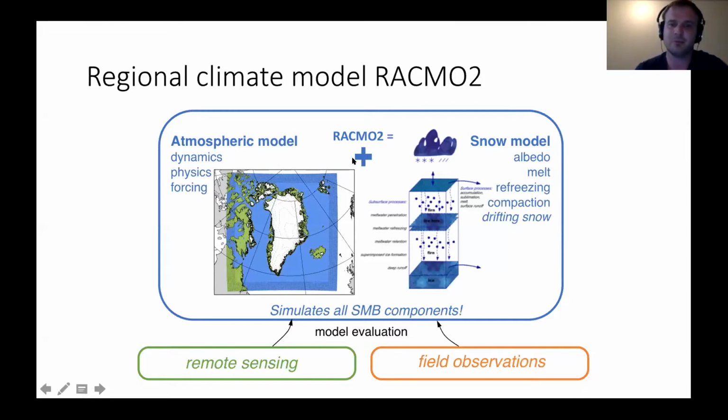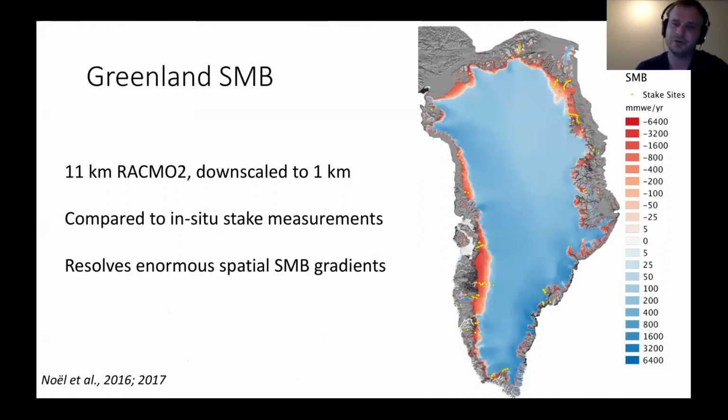But also, very importantly, this atmospheric model is coupled to a snow model that considers snow processes such as albedo, very important, surface melting, and how much of the surface meltwater refreezes or runs off, and also the amount of compaction of snow at the surface. And this regional climate model is, of course, very importantly, evaluated with remote sensing as well as field observations. And using these kinds of field observations and remote sensing, we can come up with these very interesting products.